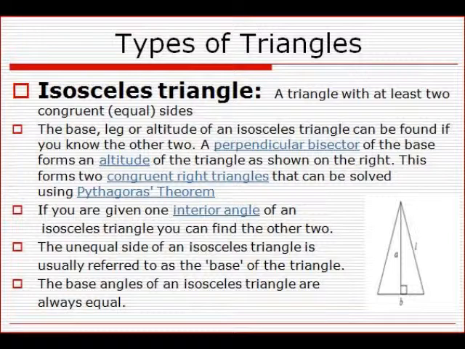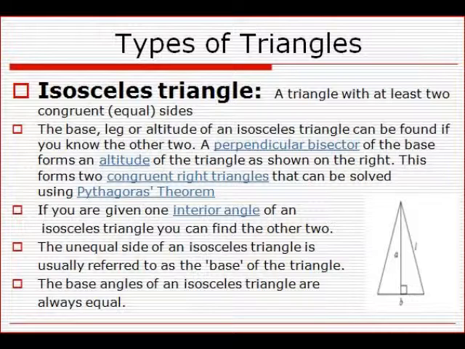Then there are some formulas for solving an isosceles triangle. The base, leg, or altitude of an isosceles triangle can be found if you know the other two. A perpendicular bisector of the base forms an altitude of the triangle. This forms two congruent right triangles that can be solved using Pythagoras' theorem. To find the base, you have the formula 2 times the square root of L squared minus A squared, where L is the length of the leg and A is the altitude.